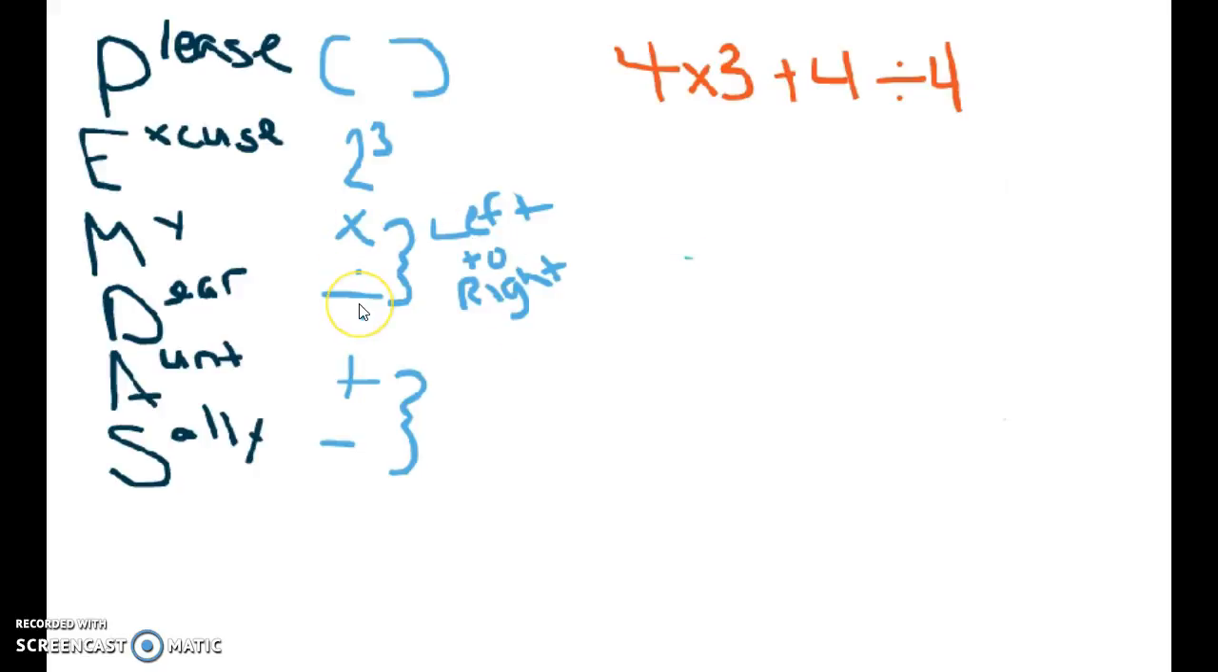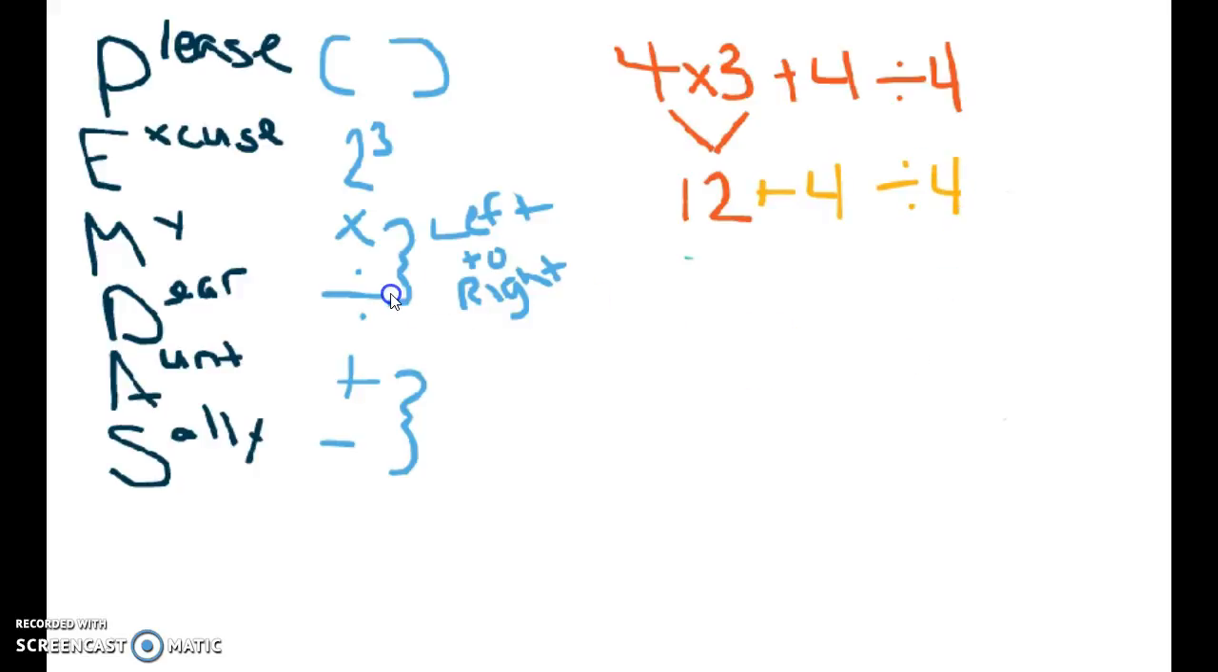Is there multiplication or division? Yes, there's actually both. So here is why it's important to know that I have to do left to right. I have to solve this one first, and then this one. So I'm going to come down here and say 4 times 3, well, that's going to equal 12. And then I'm going to rewrite my equation. So I have 12 plus 4 divided by 4.